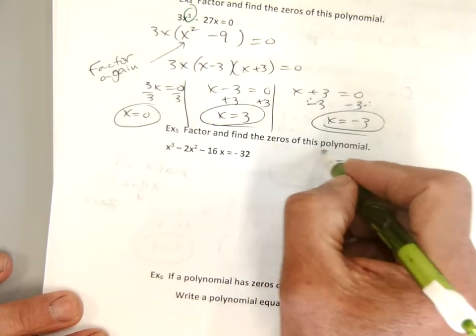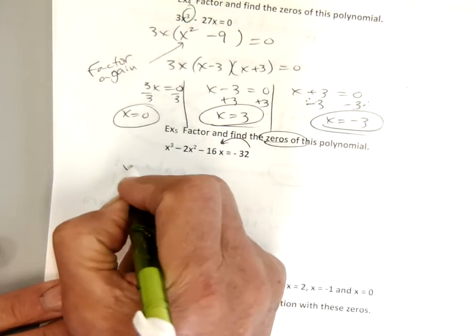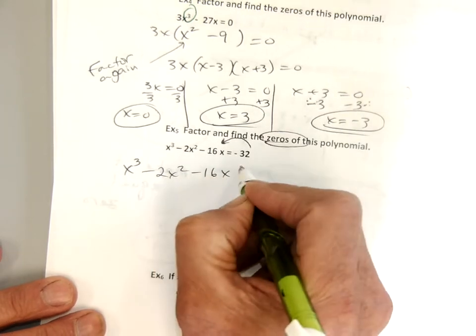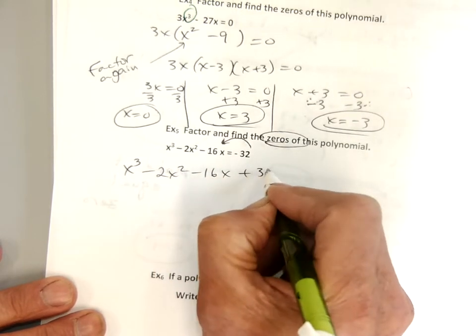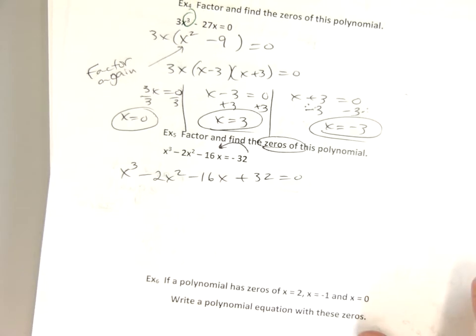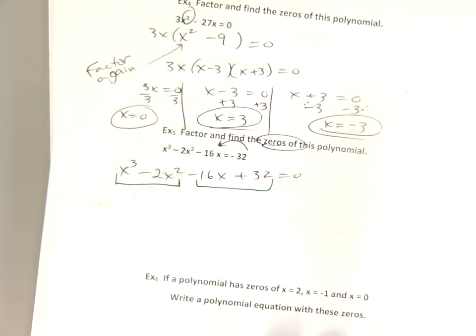Yes, because it needs to equal 0. It's called zeros. So I'm going to add 32. I'll bring 32 over. X cubed minus 2x squared minus 16x plus 32 equals 0. 4 terms. What do we do when we have 4 terms? Group them. There you go.